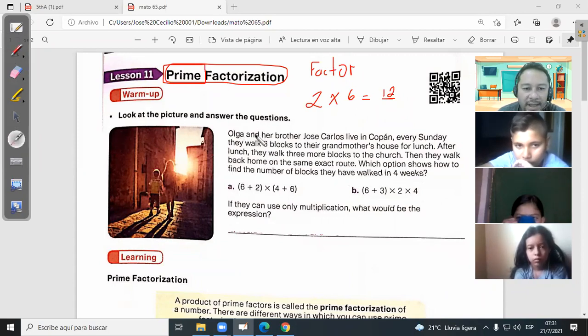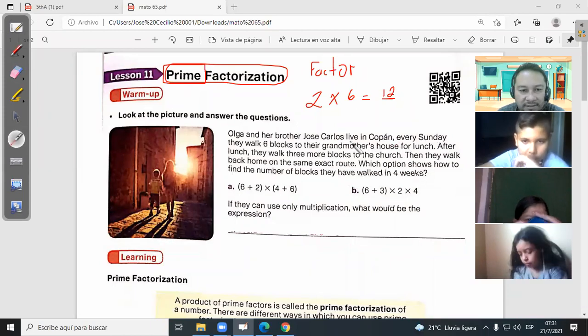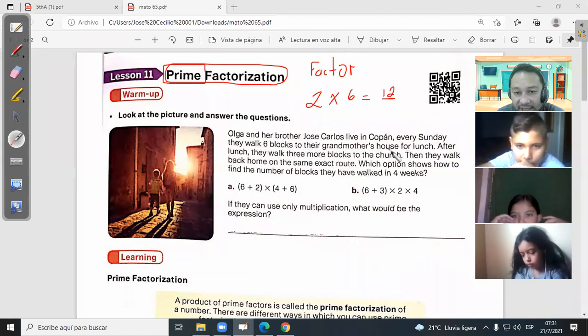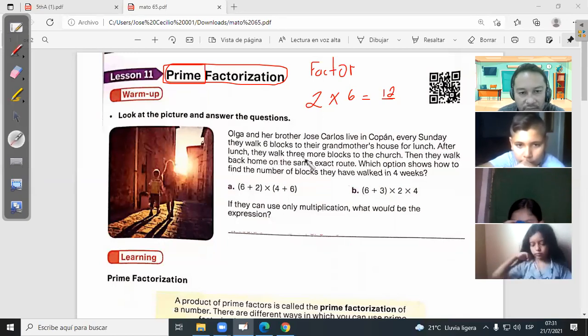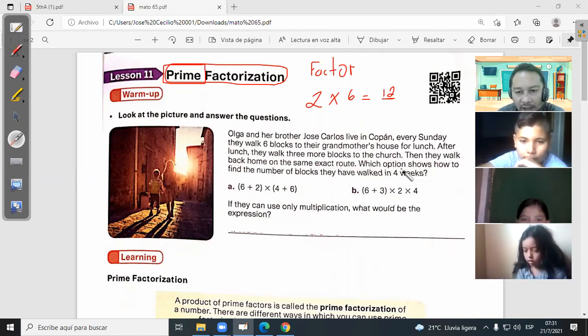Olga and her brother Jose Carlos live in Copan. Every Sunday, they walk 6 blocks to their grandmother's house for lunch. After lunch, they walk 3 more blocks to the church. Then they walk back home on the same exact route. Which option shows how to find the number of blocks they have walked in 4 weeks?